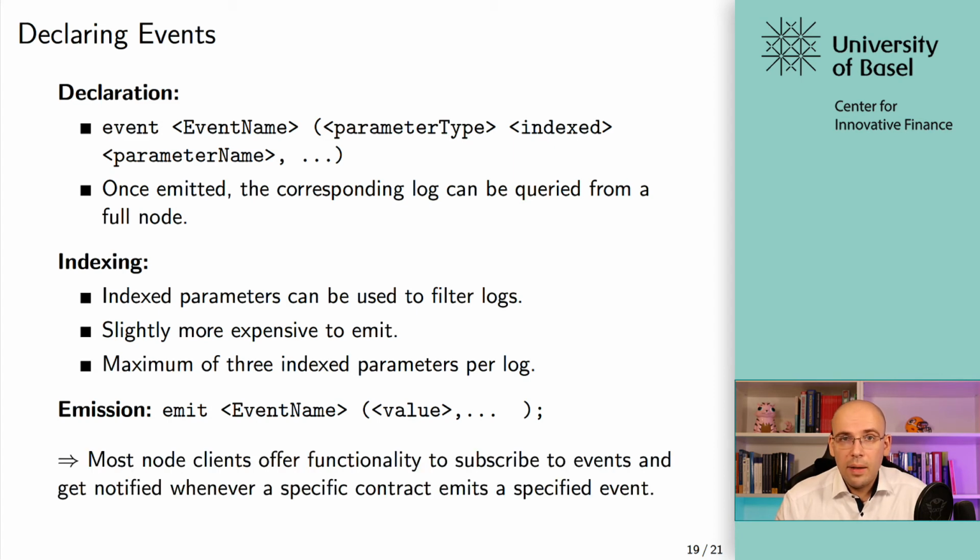And right here, I already mentioned that several times, I think that's really important to understand, is that most node clients offer functionality to subscribe to events and to get notified whenever something happens. So whenever a specific contract emits a specific event, then this just allows you to update the wallets, to update the front ends, to update any of the infrastructure that's interacting with the blockchain. That is usually done through these events.